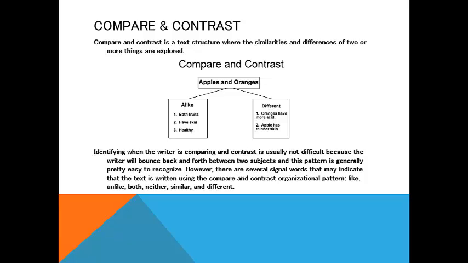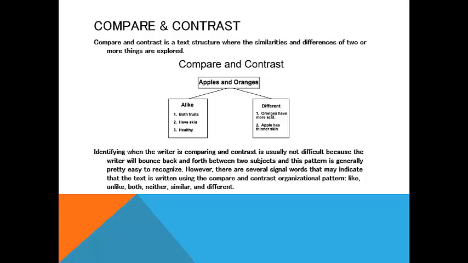Compare and contrast is a text structure or pattern of organization where the similarities and differences of 2 or more things are explored. For example, apples and oranges are both fruits, which means they have seeds inside of them. Each has a skin, but orange skins are thick and easy to peel, whereas apple skins are thinner and do not peel easily. Oranges also contain more acid than apples, but both fruits are delicious.